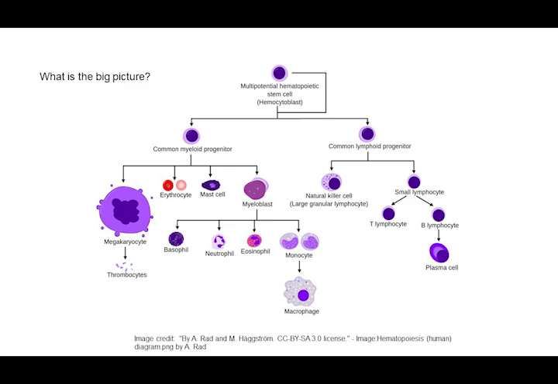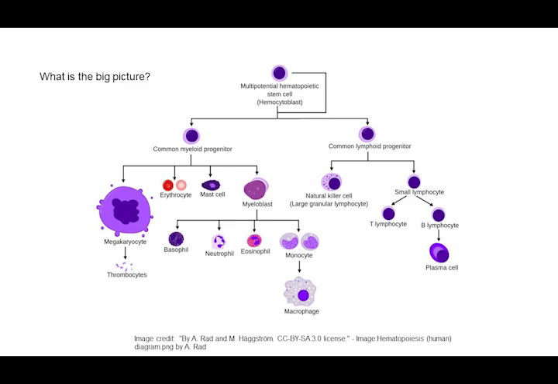The other branch is the lymphoid branch, and the common lymphoid progenitor can give rise to the different types of lymphocytes, B cells, T cells, and NK cells, or natural killer cells. B cells can then further differentiate into plasma cells. Some of them do, but some of them don't. And so it's not guaranteed that a B cell is going to eventually turn into a plasma cell.